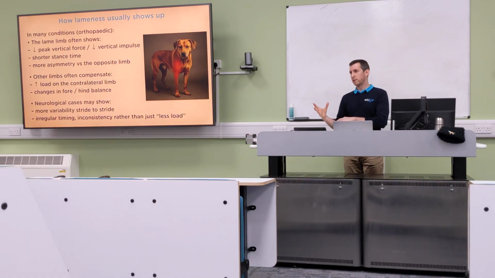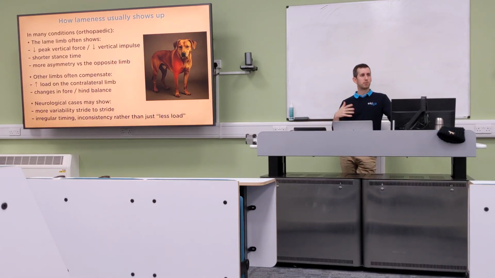And there is one other category that is a little bit apart from this, which is a neurological case. This case is different because it is not something that you can predict, because a neurological case will affect the locomotion in a different way: the stride time will be messed up a little bit. So it is very irregular, as I say, irregular timing, inconsistent, rather than just less load and shorter stance time.